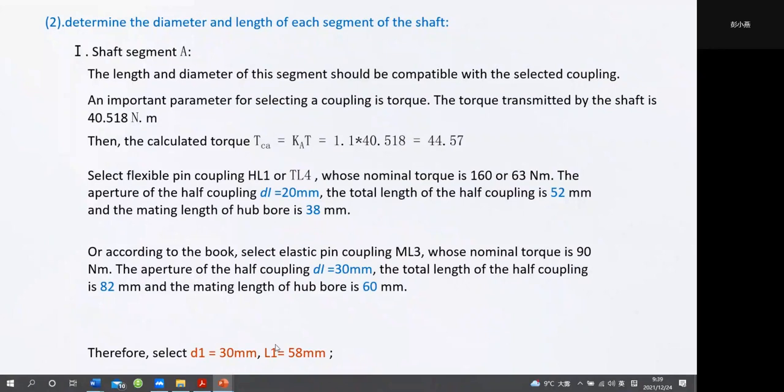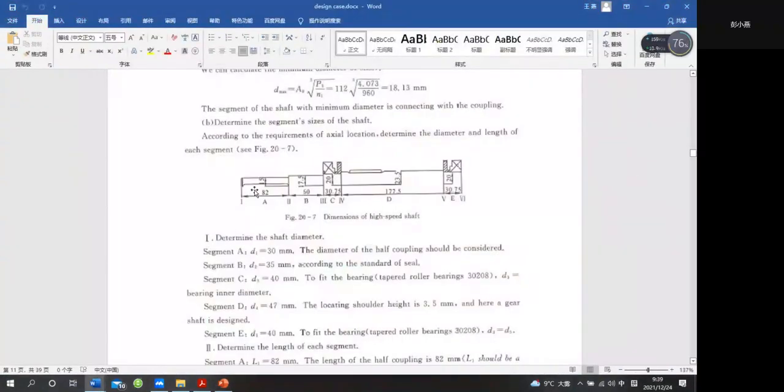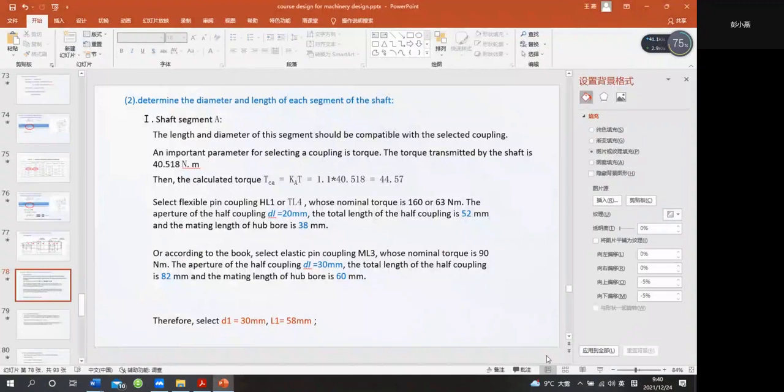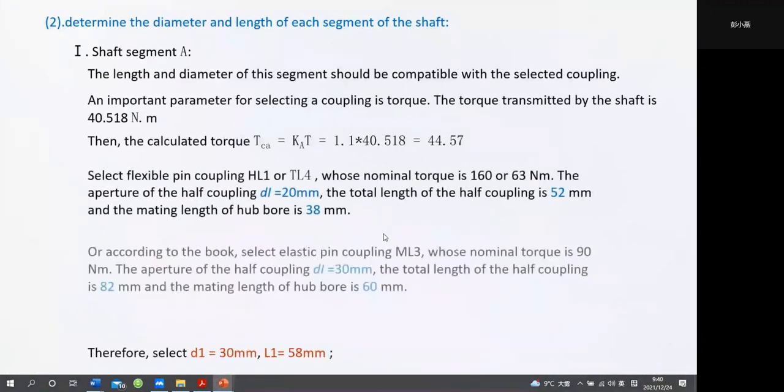And the length of segment one should be a little smaller than this. So it's 58 millimeter. In our design case, he chose L1 as 82. 82 is the length of half coupling, not the length of the shaft. There is a little wrong. Okay, there is wrong. So for segment A, on which the half coupling is mounted, we select the diameter as 30, and the length is a little smaller than the length of the half bore. So we choose the length as 58.